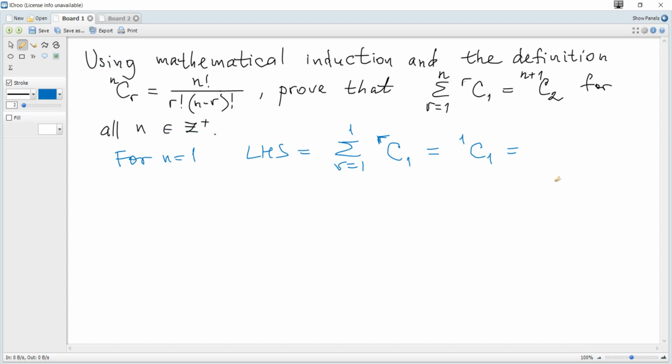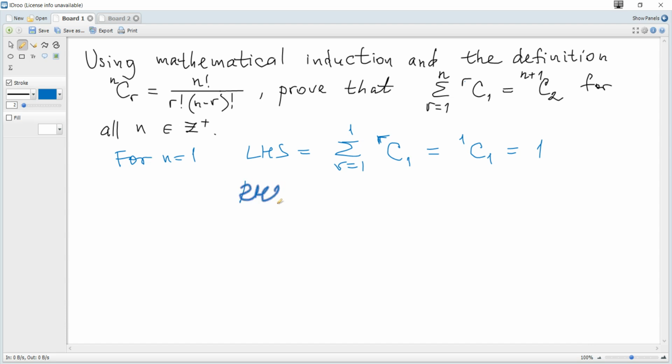It's not necessary to write in detail using the definition, but actually you may write that it's the larger factorial, 1 factorial, the smaller 1 factorial, and 1 minus 1 factorial. 0 factorial is 1, so it's 1. It's not necessary to write this in detail, you may write just the answer that it's 1.